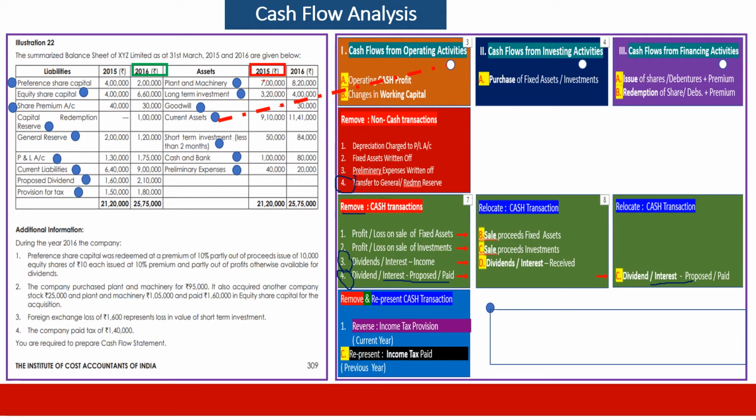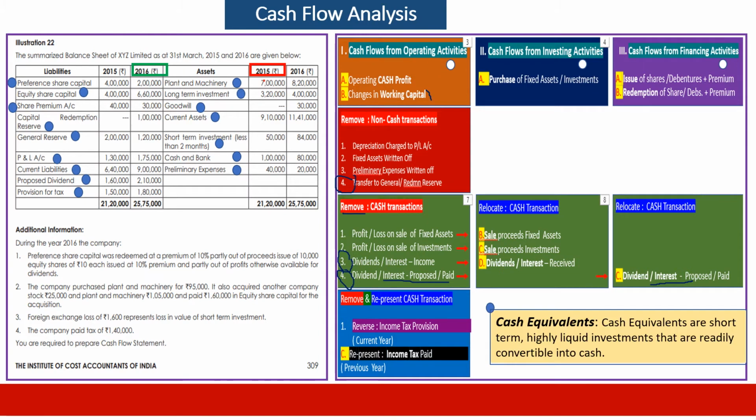Current assets is a part of working capital. It will come under changes in working capital. Short-term investments: we saw the cash equivalents definition, short-term highly liquid investments that are readily convertible into cash. Therefore, it will go as a part of cash balance. They will be clubbed together, although given as 2 separate heads. Preliminary expenses is an expense which is capitalized, coming under investing activities. That way, we have established the link as to where these items are to be treated.